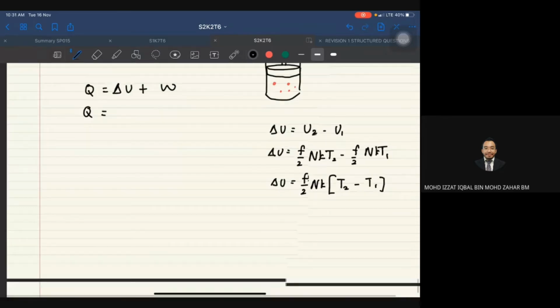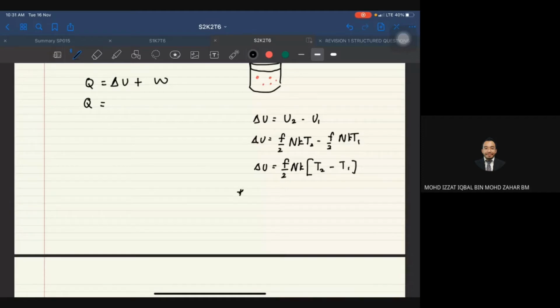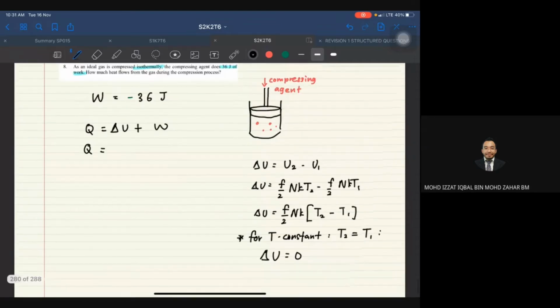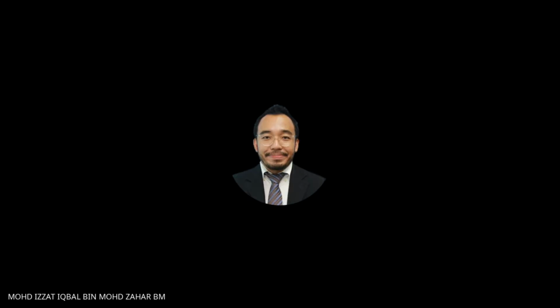So kalau T constant, for T constant, it means that T2 is equals to T1. So when T2 minus T1, which is the same number, then delta T is equals to 0, delta U is equals to 0. Okay. So this is another key finding for the isothermal punya process. Jadi kita akan go through. So 0 minus 36. Dia plus kan, tapi tolak dekat atas tu sebab ada negatif 36 joule. This Q equals to negative 36 joule.